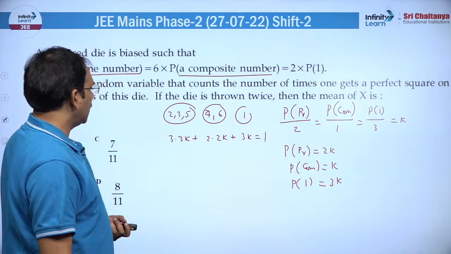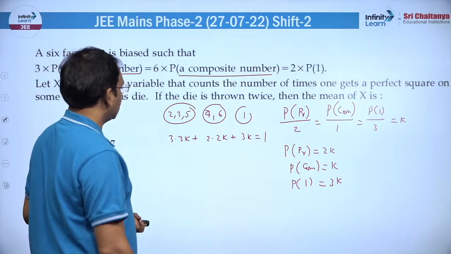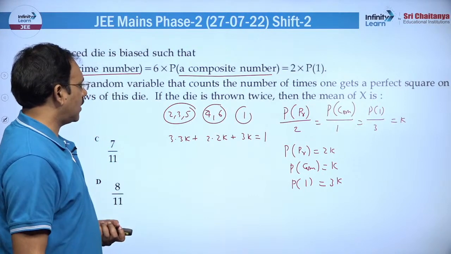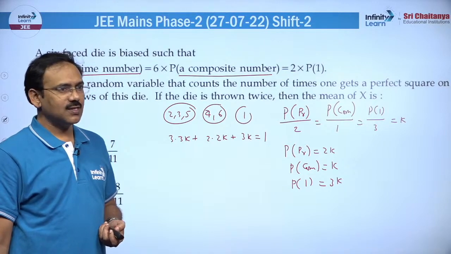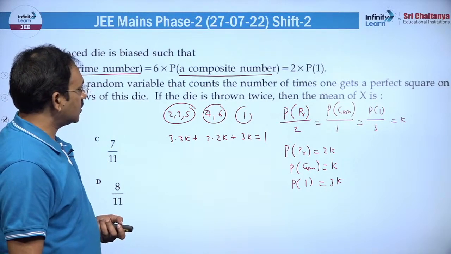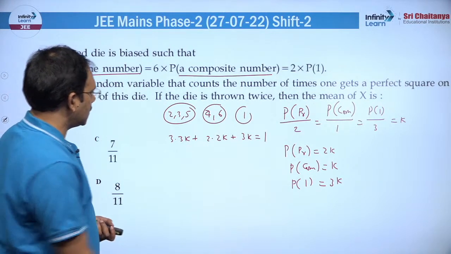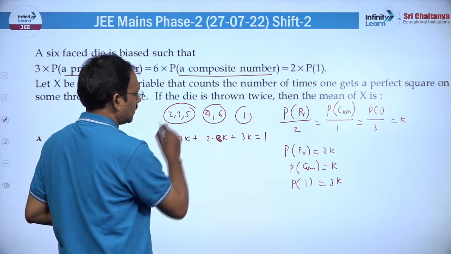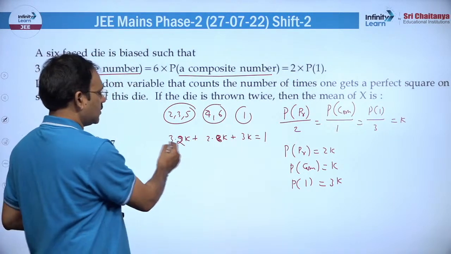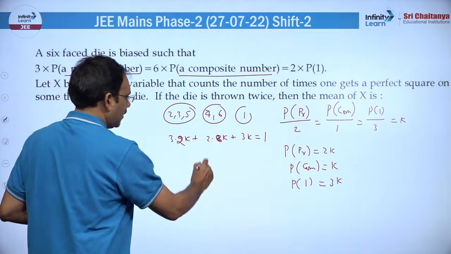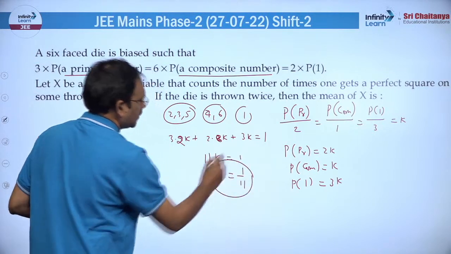And one more thing here, this is going to be the prime number, right? 3 times 2k plus 2 times k plus 3k is going to be 1, my dear friends. Probability of composite number is going to be k, this is 2 times k, and this is 3k. This is 6 plus 2 is 8, plus 3 is 11. 11k is equal to 1, k is equal to 1 by 11, that is the thing.